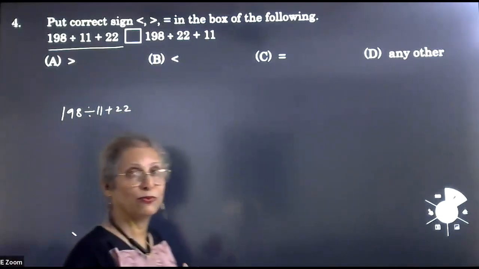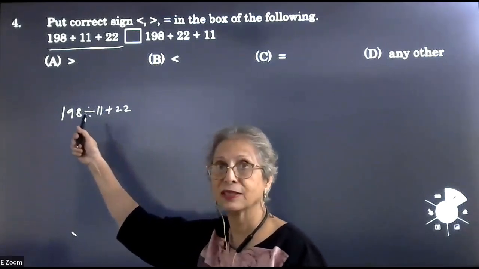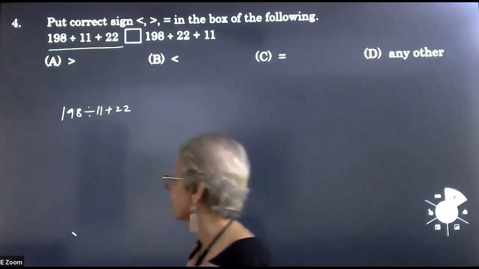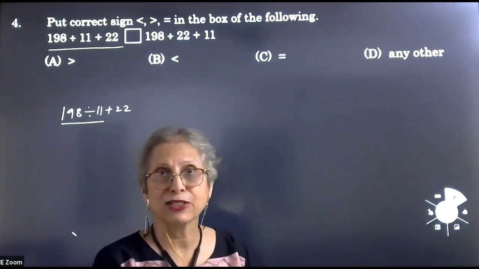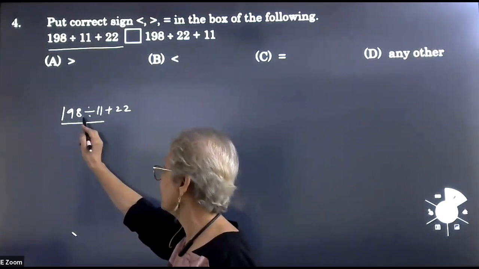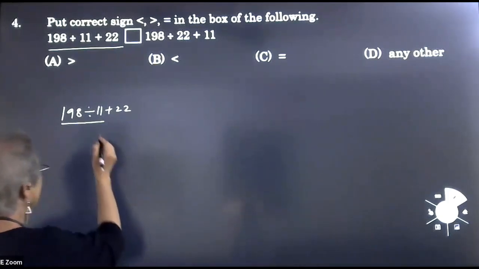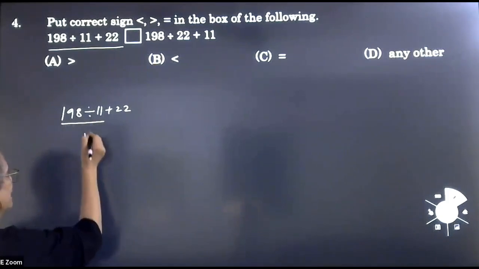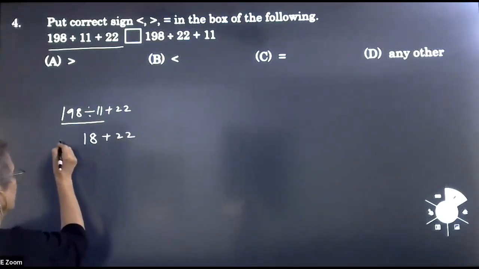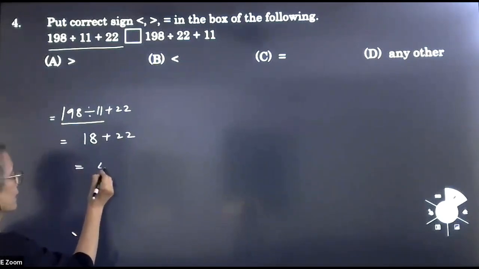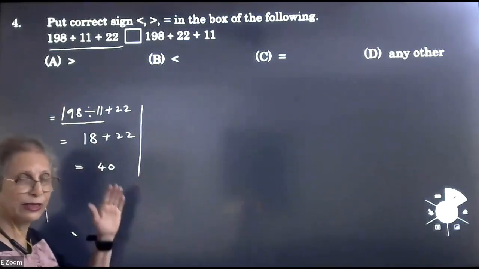Now this is a question of BODMAS again. Here two operations are given, division and addition. So what is to be done first? Division. So first we will do division. 198 divided by 11. Apply the divisibility test of 11. Alternate digits: 1 plus 8 equal to 9. So yes, it is divisible by 11. So let us see what answer we are getting. 11 ones are 11. 8 is remaining. 11 eights are 88, so 18 plus 22. And therefore this is equal to 40. So our left hand side we got is 40.